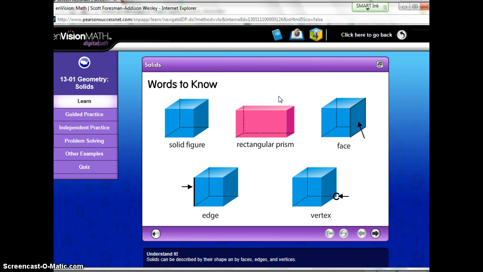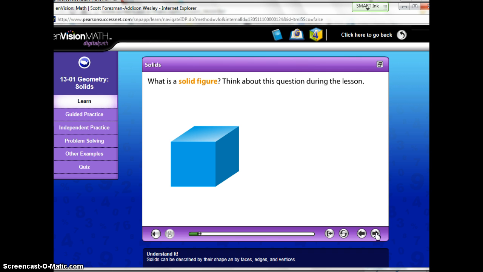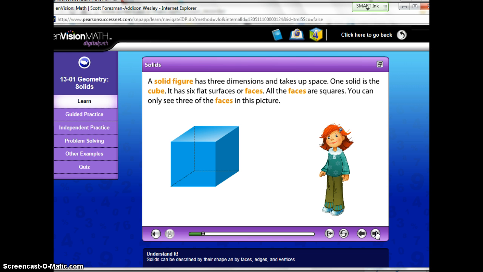Okay. All right, let's move on. So what is a solid figure? That is our question. Our learning target today is we are going to learn to identify shapes based on their faces, based on their edges, and based on their vertices. Okay, Alexis, got it? All right.